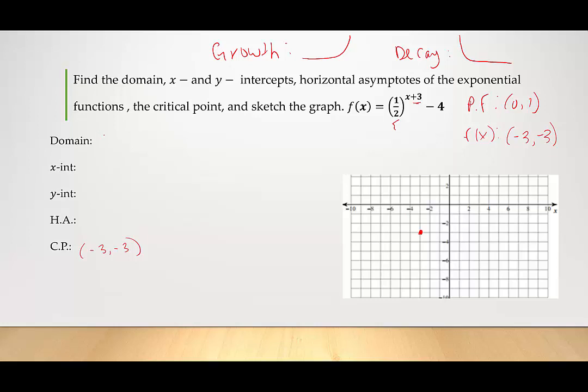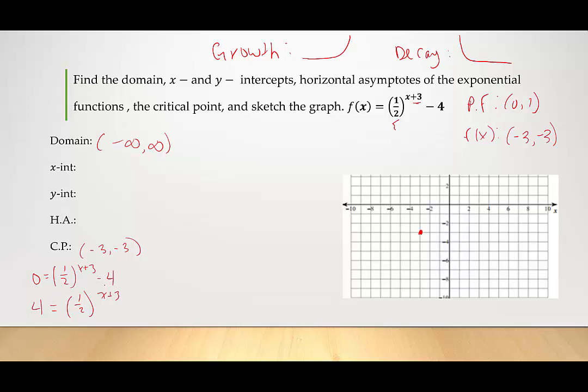The domain of this exponential model is all real numbers, negative infinity to infinity. The x-intercept, so moment of truth, does this graph have an x-intercept? If we plug in 0 for f of x to figure out the x-intercept, we end up with 0 equals 1/2 to the x plus 3 minus 4. Add 4 to both sides, we get 4 equals 1/2 to the x plus 3. So is it possible? Yes, it is, because it's equal to something positive.